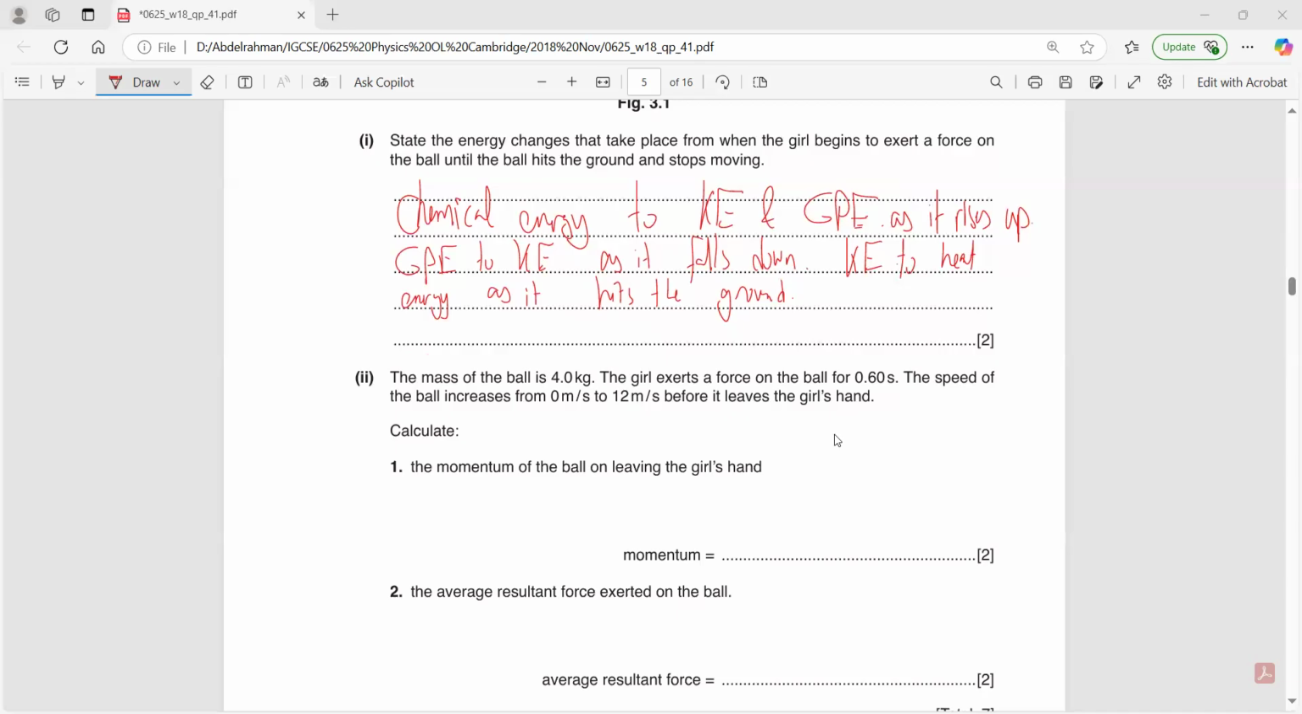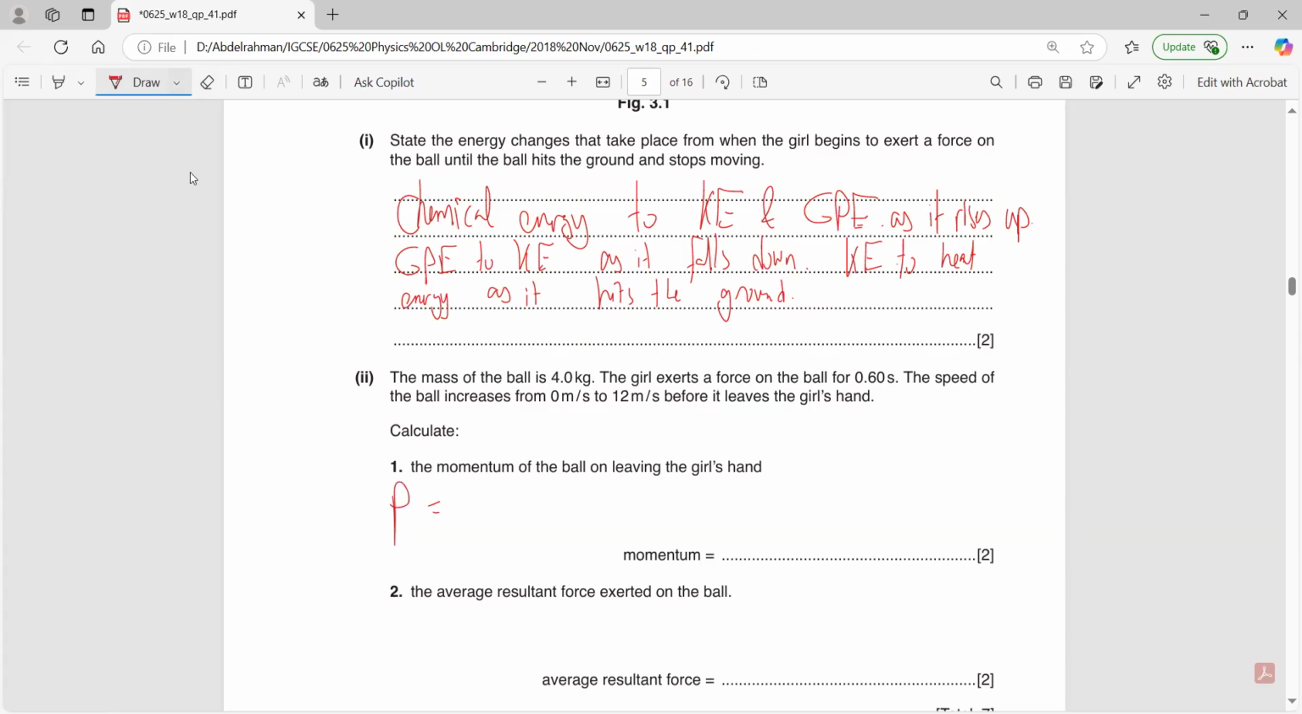Momentum equals mass times velocity, P equals mv. There was a question: kinetic energy in the girl or in the ball? In the ball, not in the girl. The girl had chemical energy. As she was moving the ball, the ball gains kinetic energy.